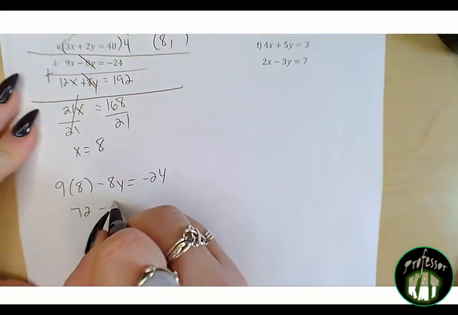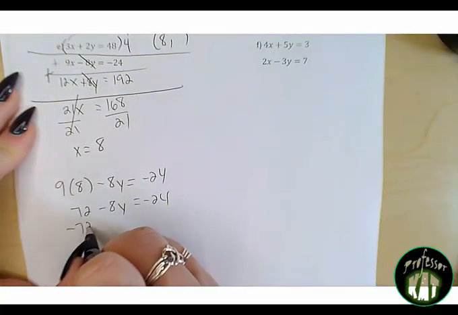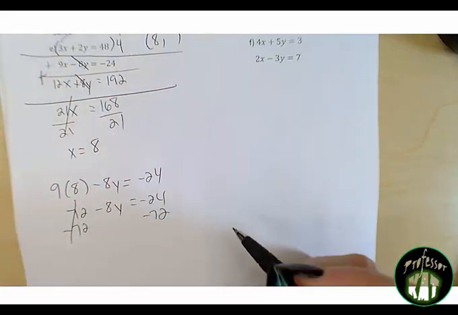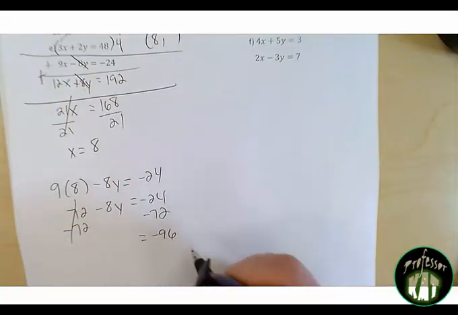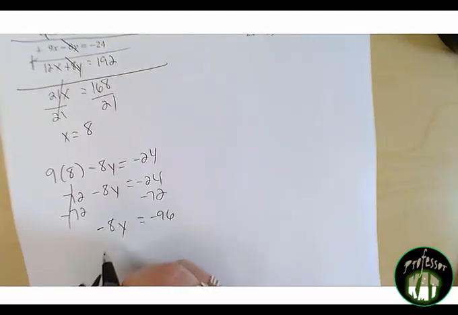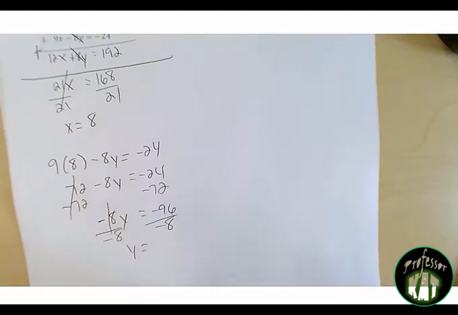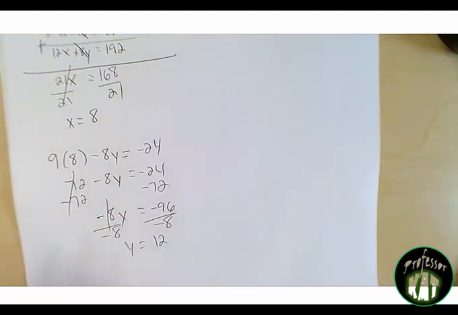9 times 8 is 72. I'm going to take that 72 and subtract 72 on each side. Negative 24 minus the 72 is going to give us negative 96. Drop down that negative 8y. Divide each side by negative 8, and y is equal to a positive 12.